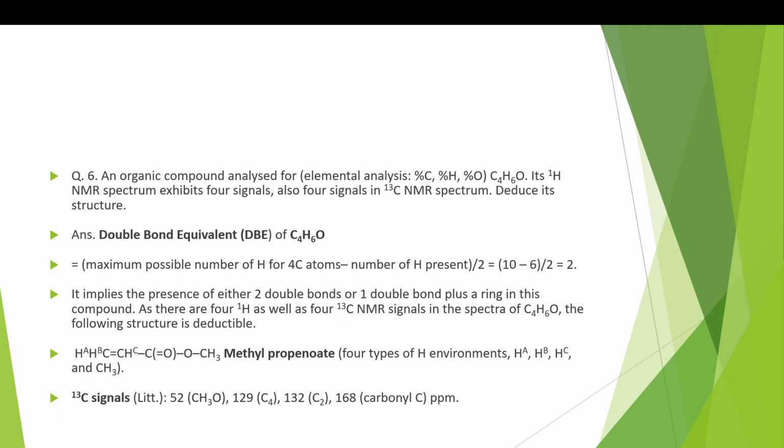Question 7. An organic compound analyzed for percent carbon and percent H has the formula C4H6O2. Its NMR spectrum shows 4 H1 signals and 4 C13 signals. It means the only possible structure is methyl propenoate.